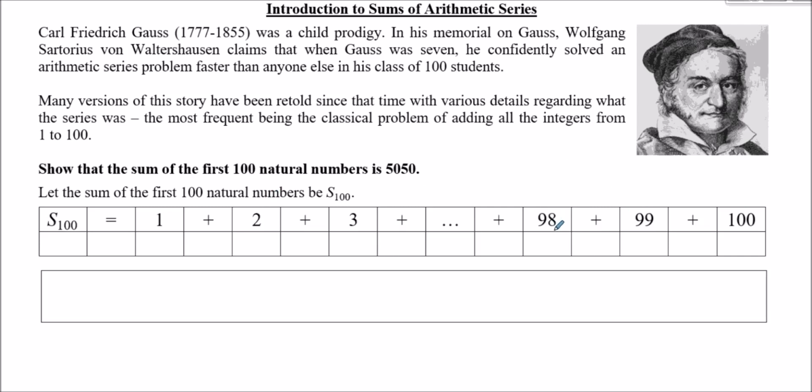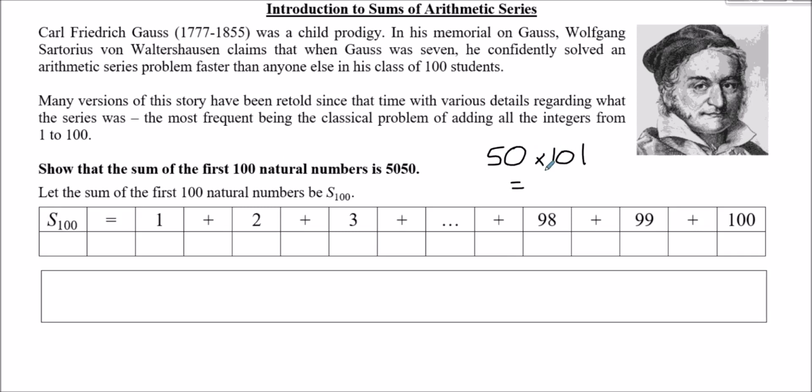So one idea of what Gauss probably did is he realised, well, you've got 100 numbers, so you're going to have 50 pairs of numbers. If you pair them up from end to end, you're going to have 50 pairs which all total 101. So the answer will be 50 multiplied by 101.